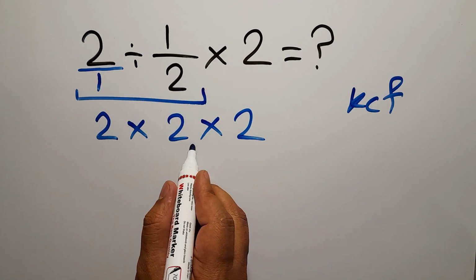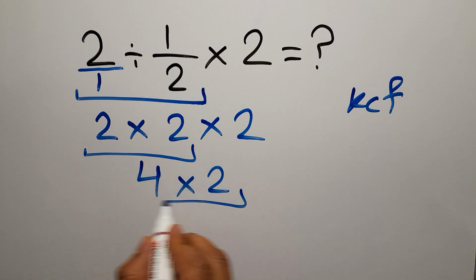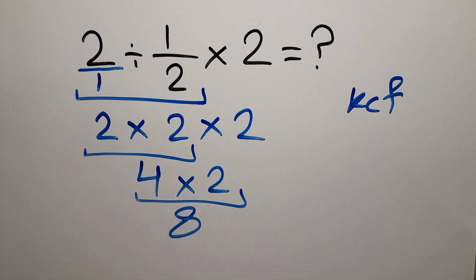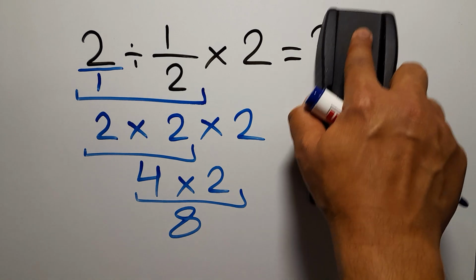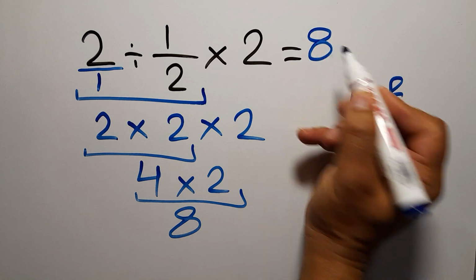2 times 2 gives us 4, and 4 times 2 equals 8. So therefore, our final answer to this problem is just 8. The correct answer is 8.